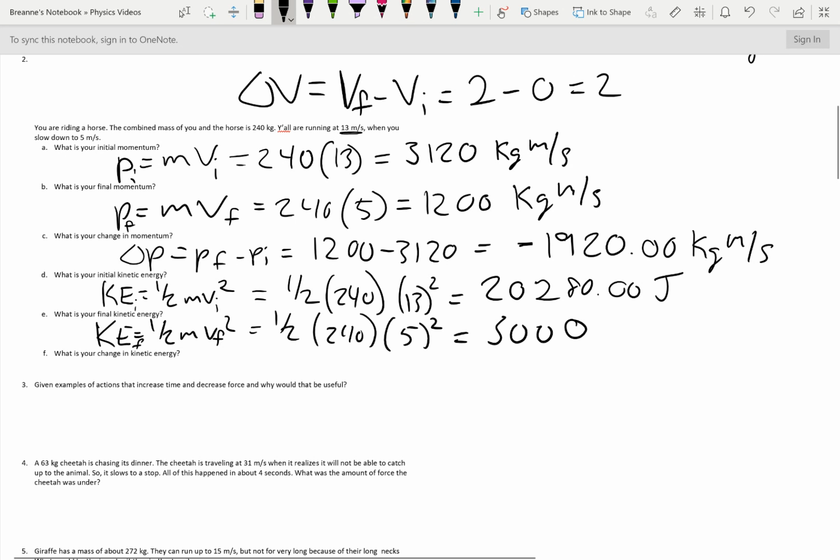And to get your change in kinetic energy, you just do your final kinetic energy minus your initial kinetic energy. So your final is 3,000. Initial is this huge number. So, of course, you're going to get a negative number.